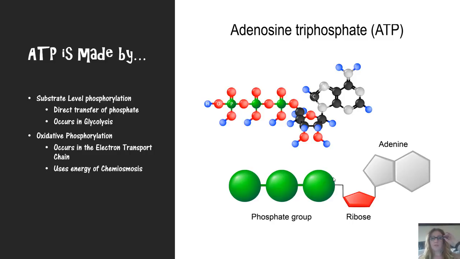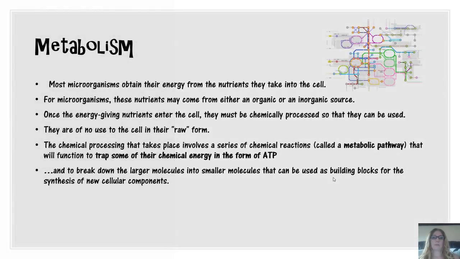So ATP is actually made by two different mechanisms. ATP is made by substrate level phosphorylation during glycolysis, which is the direct transfer of phosphate from one molecule to another. And in the electron transport chain, we have ATP being made by the process of oxidative phosphorylation. Oxidative phosphorylation uses the energy of the proton motive force. We call that the energy of chemiosmosis.